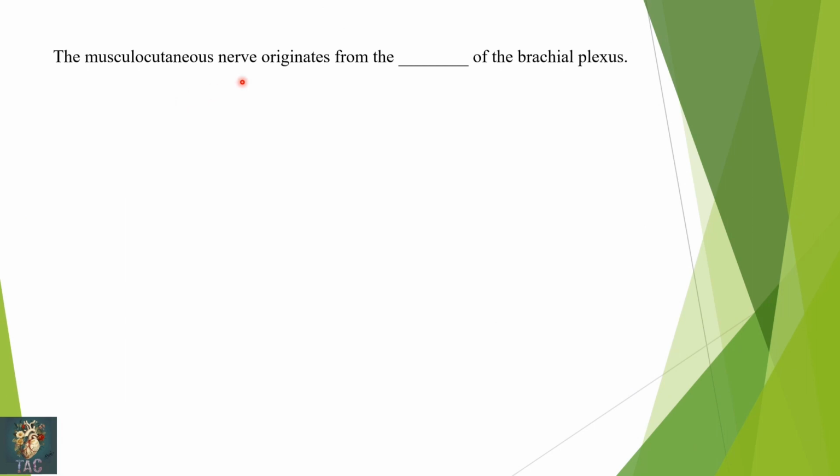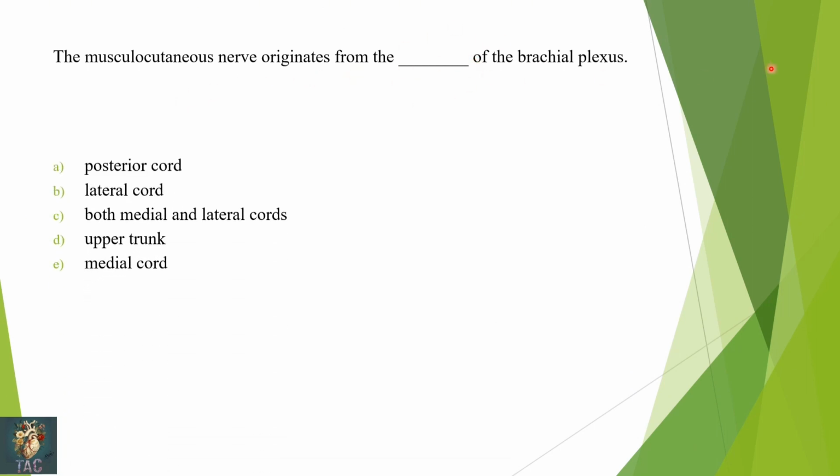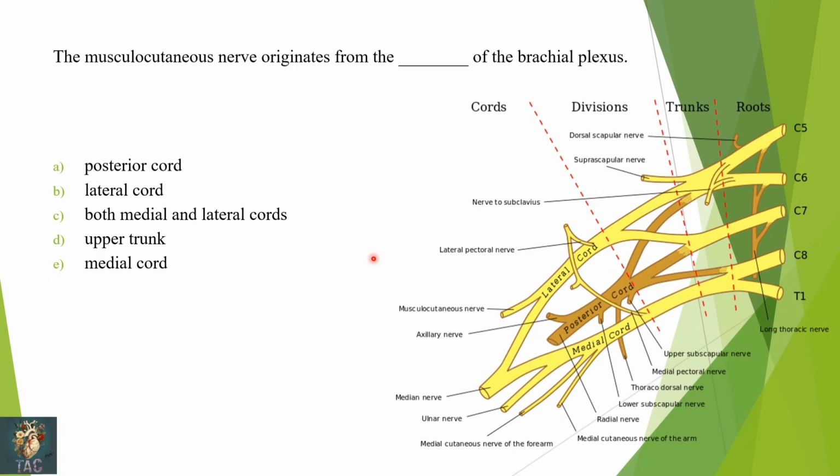Next question is, the musculocutaneous nerve originates from which part of the brachial plexus? That is the posterior cord, the lateral cord, both medial and lateral cords, upper trunk and middle trunk. So first have a look at this diagram of the brachial plexus. This is the lateral cord, this one is the posterior cord, this one is the medial cord. First look at the roots C5, C6, C7, C8, T1, then C5 and C6 join to form the upper trunk, C7 forms the middle trunk, and C8 and T1 form the lower trunk. Then they divide into ventral and dorsal divisions. So the anterior divisions of the upper and middle trunks join to form the lateral cord. The anterior division of the lower trunk forms the medial cord, and the posterior divisions of all these form the posterior cord. So the musculocutaneous nerve is basically a branch of the lateral cord, and this is the answer to the question.